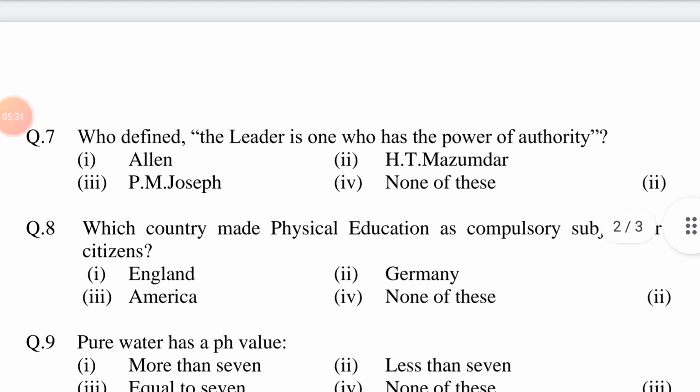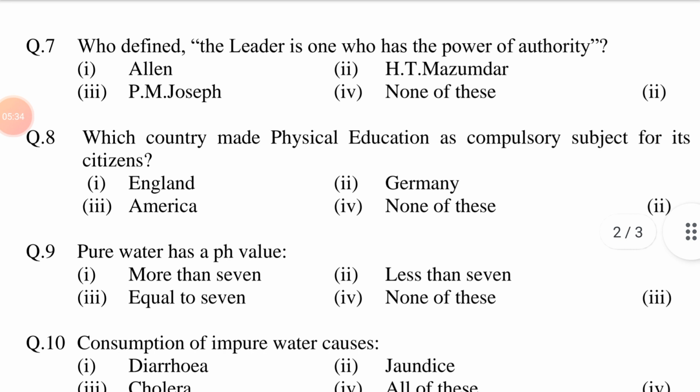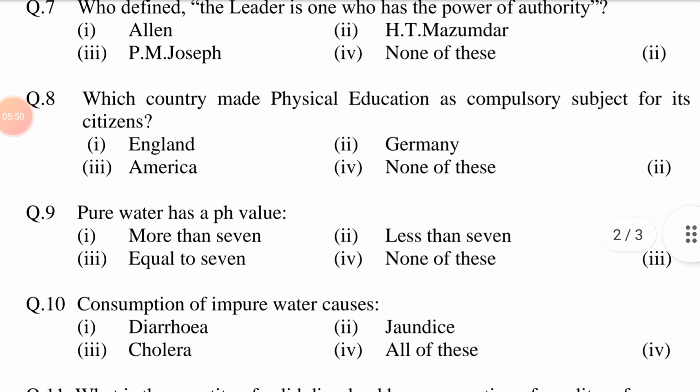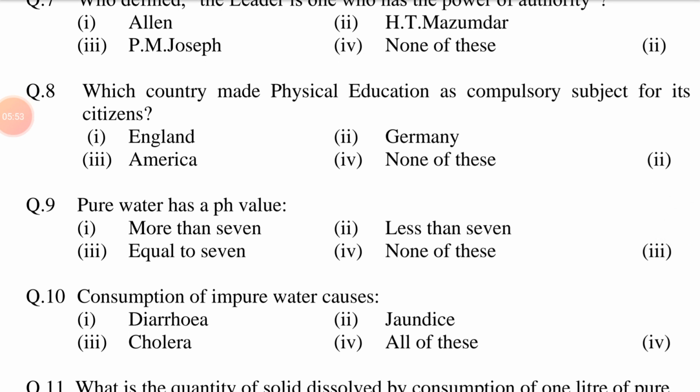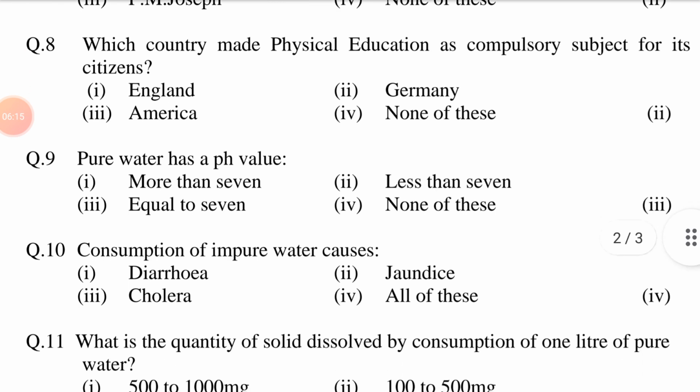Question number 7. Who defined the leader as one who has the power of authority? Option first, Allen. Second, H.D. Mazumdar. Third, P.M. Joseph. Fourth, none of these. Answer is option second, H.D. Mazumdar. Question number 8. Which country made physical education a compulsory subject for its citizens? Option first, England. Second, Germany. Third, America. Fourth, none of these. Answer is option second, Germany.